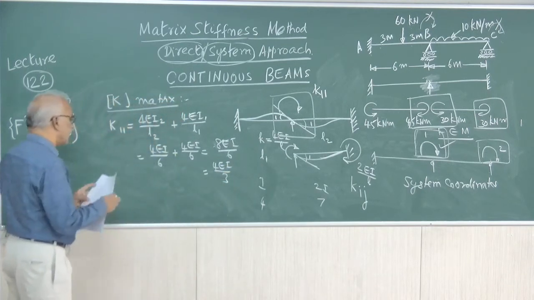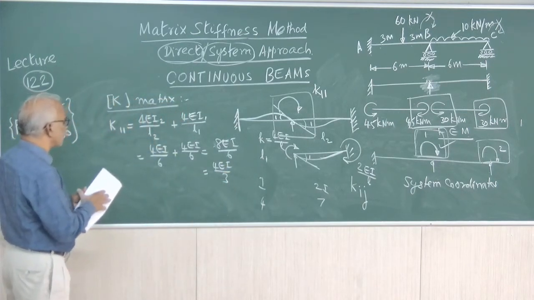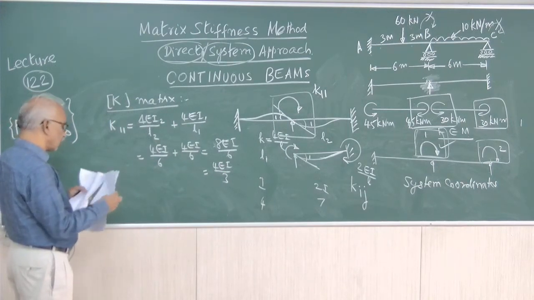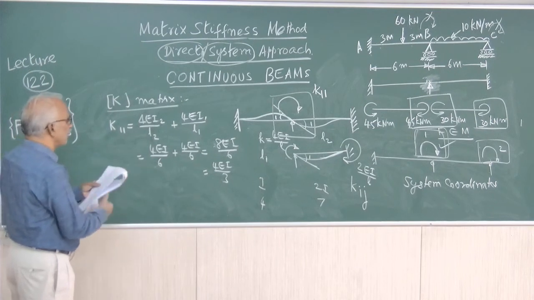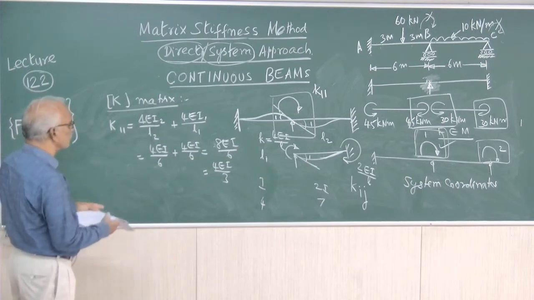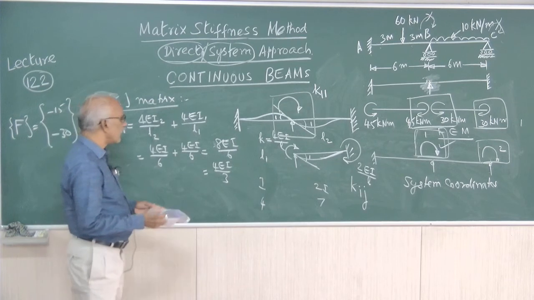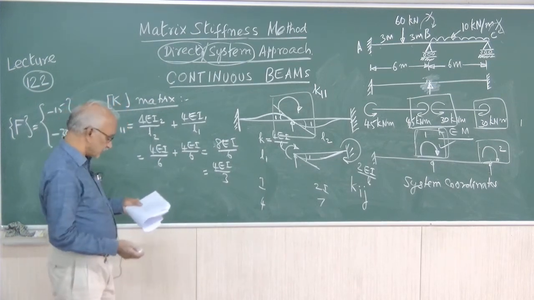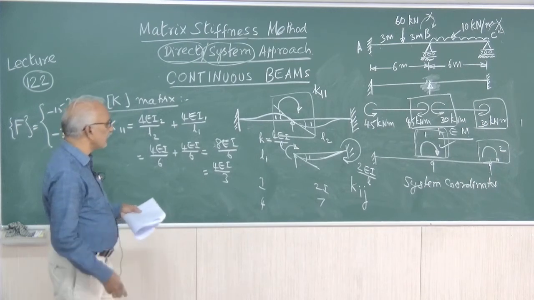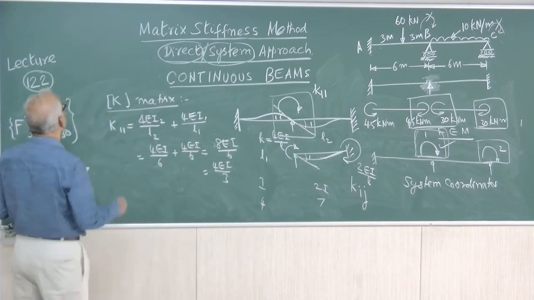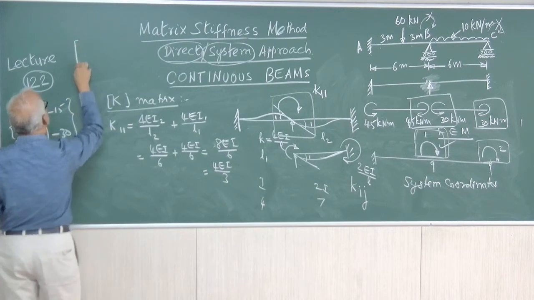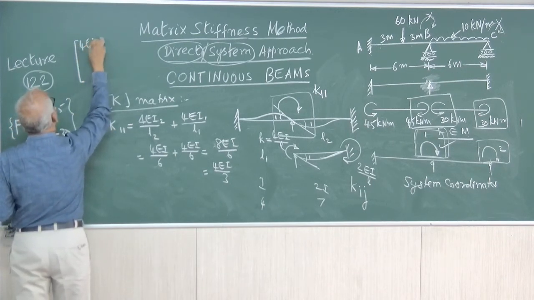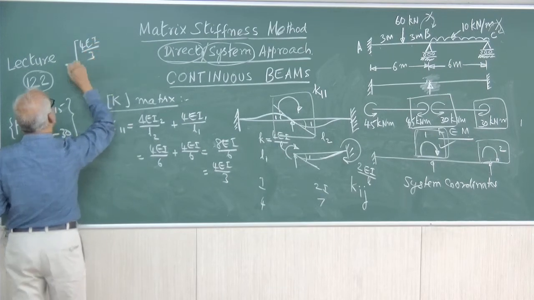So we have to add the forces because the joint has to rotate as a whole. Therefore, 4EI by L1 for the span AB at B and 4EI by L2 for the span BC at B, these two together equal 4EI by 3. Therefore, in the K matrix, K11 equal to 4EI by 3, right.